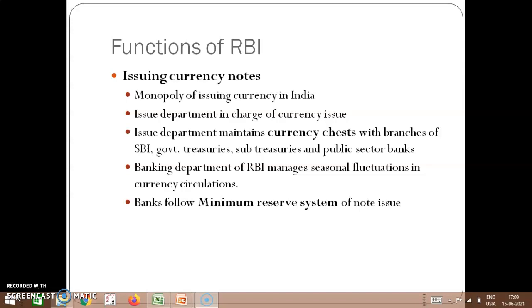Also, we should note that the bank follows the minimum reserve system of note issue. That is, the RBI will keep a minimum reserve of 200 crore, out of which 115 crore are to be kept in the form of gold reserves and the balance 85 crore in the form of foreign exchange reserves. This is done in order to issue currency notes.